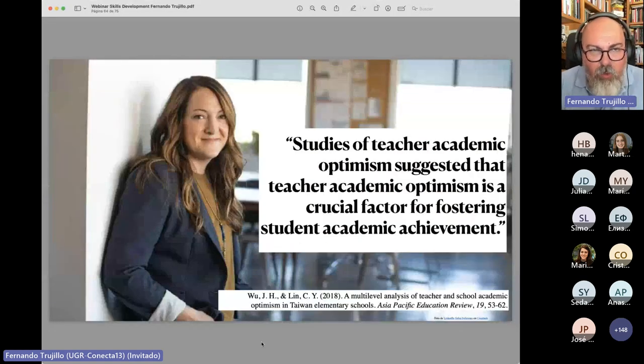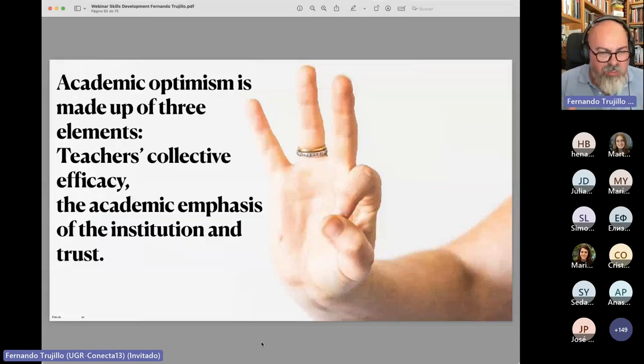And it's not just a question of the whole school being academically optimistic, but also when we consider teacher after teacher, the same happens with academic optimism. Studies not only of a school's academic optimism, but studies of individual teacher academic optimism also suggest that this is a crucial factor for fostering student academic achievement. And what is academic optimism? Well, it's made up of three elements, three factors: teachers' collective efficacy, the academic emphasis of the institution, and trust.